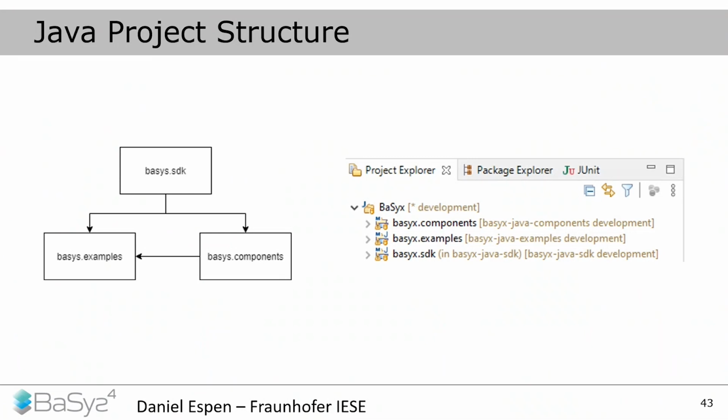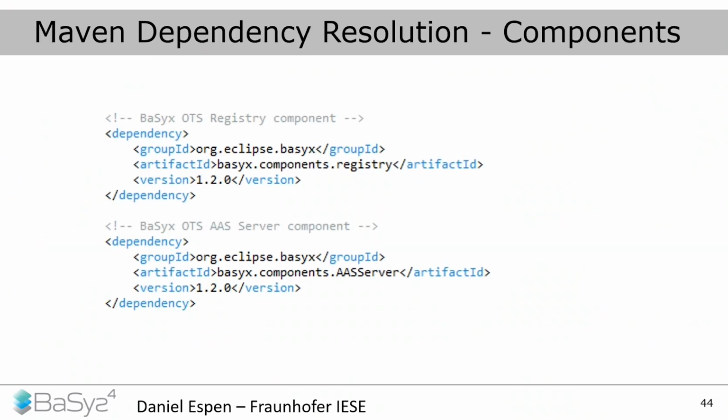So that's the project structure I just explained. If you want to use one of these projects in your own Maven project, you can import the dependency using the pom.xml, which is the descriptor for a Java project with Maven. There you add the Java SDK or component, whatever you need, with a dependency declaration like that. So in your project, you just add, for example, these lines if you want to use the off-the-shelf component programmatically for the registry or the asset administration shell server. And if you don't need the off-the-shelf components and want to work with the SDK, you would need to add the SDK.